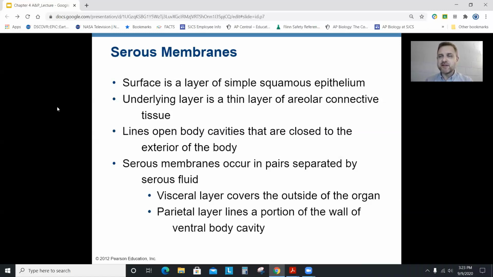It's fluid that's produced by the serous membranes. And that's because, imagine your heart beating. If your heart was creating friction against the inside lining of your body, that would be bad. So you want to keep it nice and lubricated with serous fluid between the visceral and the parietal layers.